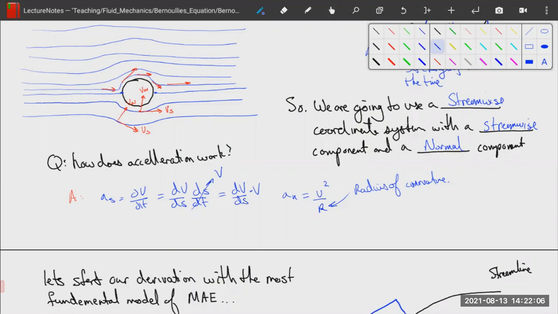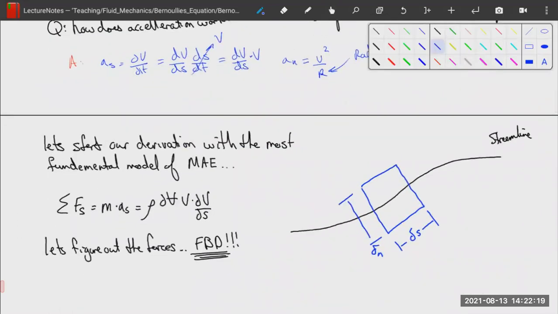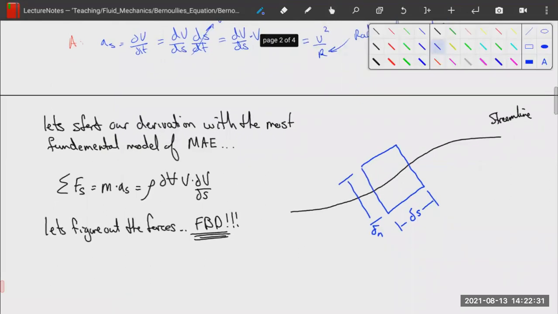But we have a place to start with acceleration in this coordinate system, and it actually makes things a lot easier in the end if we only worried about changes between points. All right, so let's start our derivation of Bernoulli's equation with, again, our most fundamental model of mechanical and aerospace engineering, and that is our sum of our forces is equal to mass times acceleration.